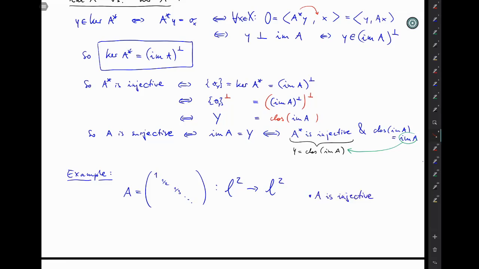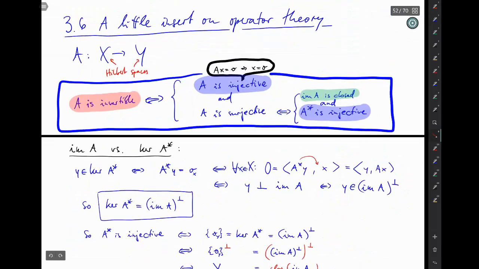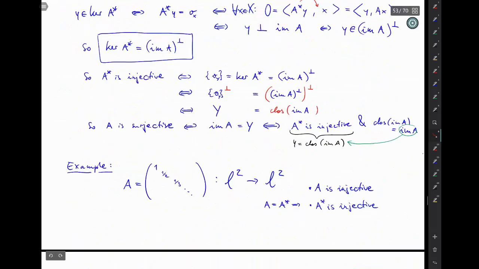But on the other hand, A equals A star. It's just a diagonal matrix with real entries. So the transpose complex conjugate is still A, which of course implies that A star is injective. And that means we have both of our blue conditions here in force. So A is injective and A star is injective. And if we forget about the green condition, we would now say yes, A is invertible. But it's not. Why is it not invertible?